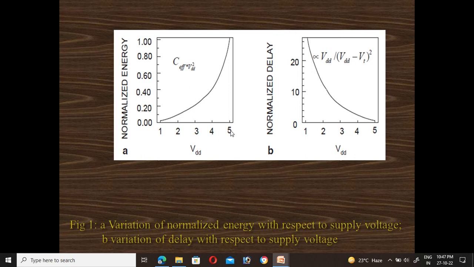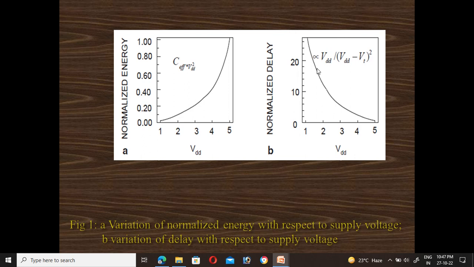If you reduce the supply voltage from 5 volts to 1 volt, obviously the energy also decreases in this direction. That means theoretically, if the supply voltage is reduced by half, energy can be decreased by a factor of 4. Coming to the delay point of view, if you reduce the supply voltage from 5 volts to 1 volt, obviously the delay also increases linearly.